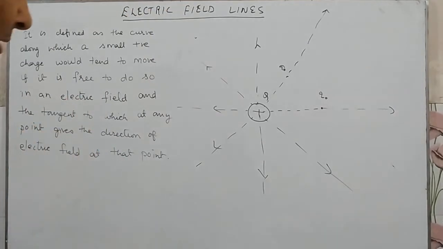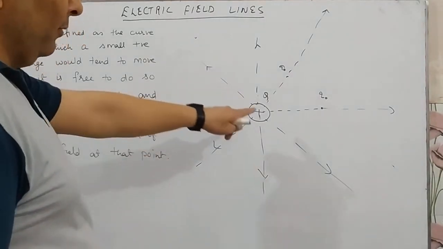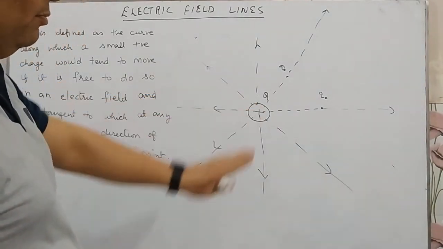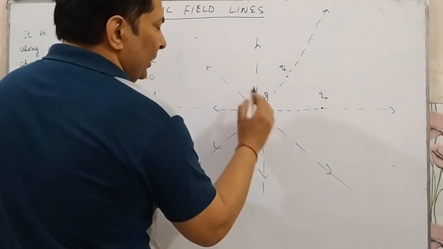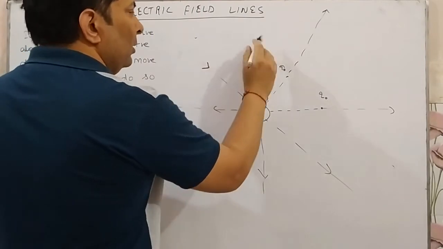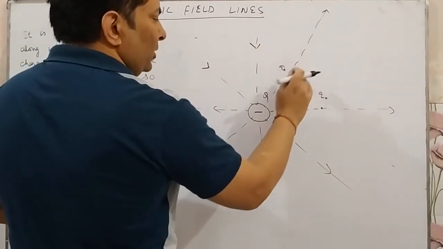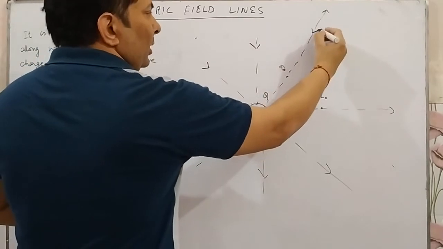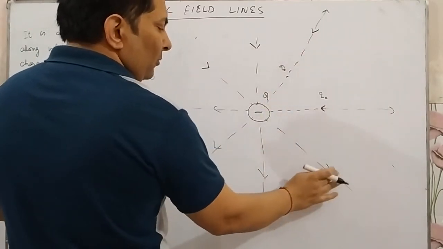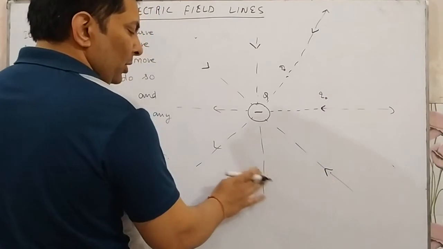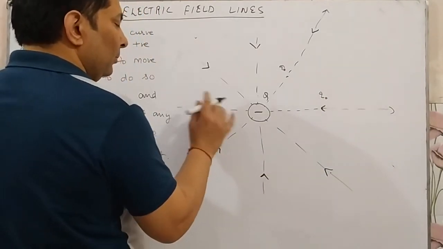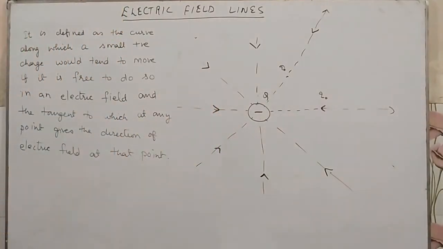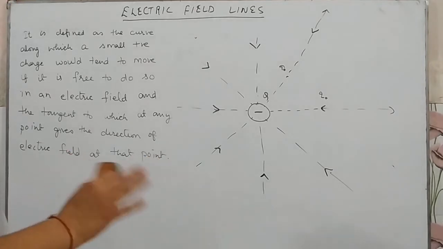For a better understanding, we draw it this way. Here we have drawn the electric field lines for a positive charge. If you are drawing for a negative charge, the electric field lines will be inward, because the positive test charge would be attracted towards the negative charge. So in the case of a negative source charge, the electric field lines are inwards. These are straight lines, but for an electric dipole, the field lines are not straight.